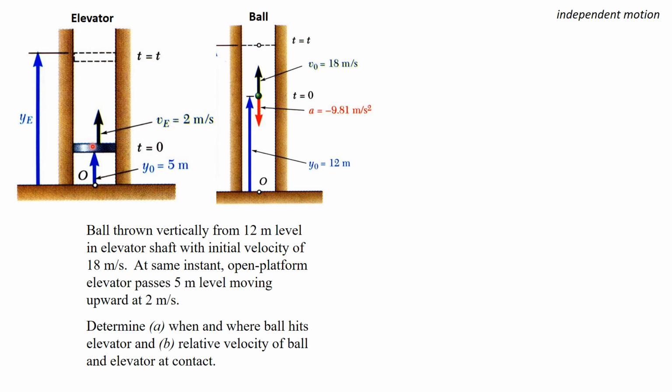Okay, so you have a good picture of what the elevator is doing. Starts at 5, constant velocity of 2 meters per second up. The ball starts at 12 meters and starts with a velocity of 18 meters per second. And it's just flying around in the air up here, so gravitational acceleration. Determine when and where the ball hits the elevator and find the relative velocity of the ball and elevator at contact. Okay, so when are the elevator and the ball going to hit one another, and bam, how hard is that ball going to hit? So what's the relative velocity?